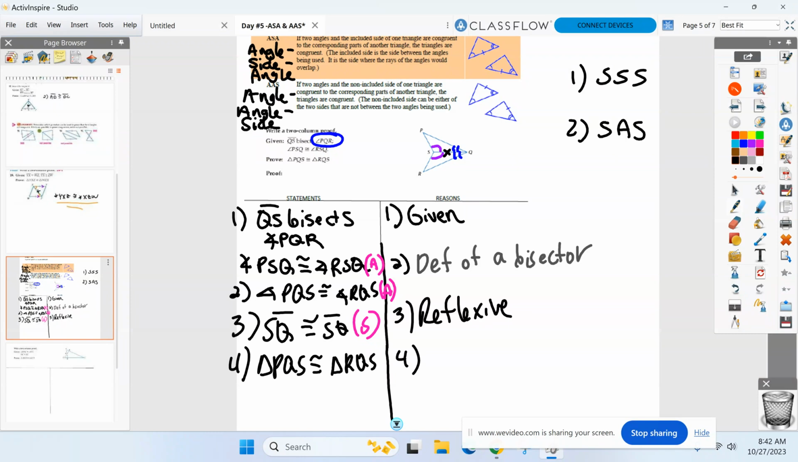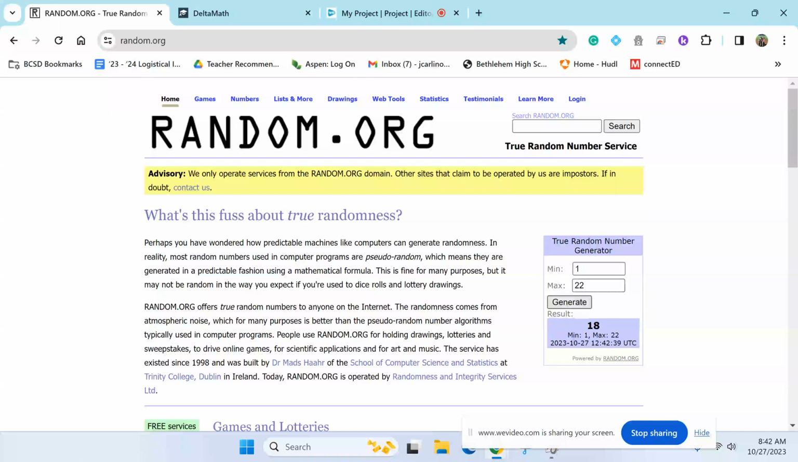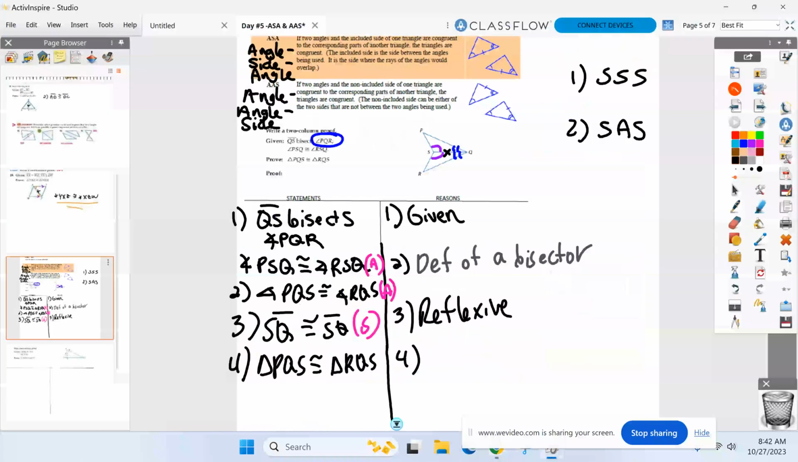And what'd you guys decide on? Angle side angle or angle angle side here? Lily, what'd you decide on? Cover up one of the triangles and see if that reflexive side we marked, is it in between the other two angles or no? Angle side angle, yep. Does everyone see the reflexive side is in between? We're all good then? Okay.